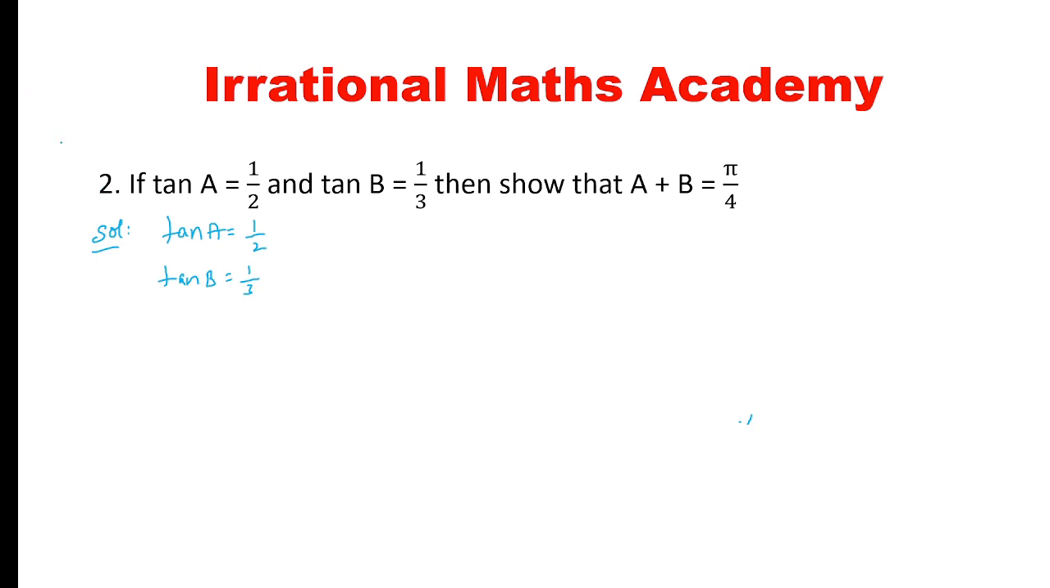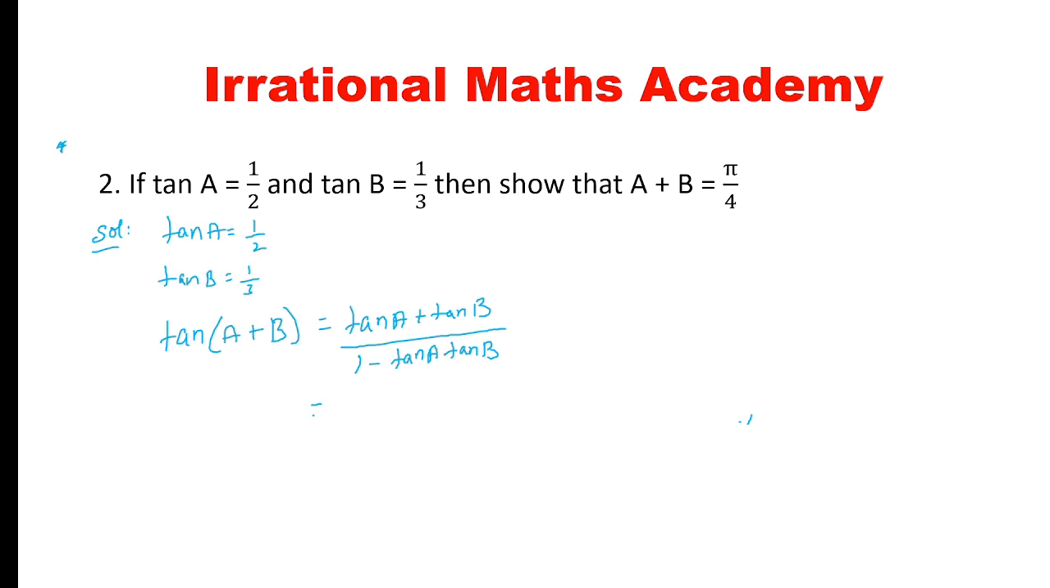First thing what I'll do is apply the tan formula. What is the tan(A + B) formula? Tan(A + B) is tan A plus tan B upon 1 minus tan A into tan B.